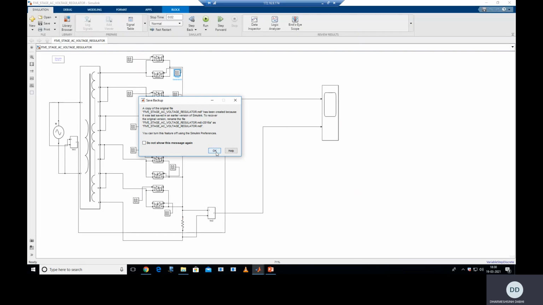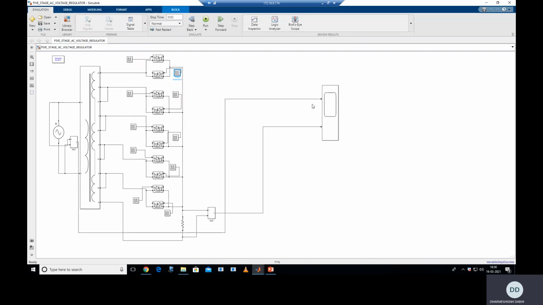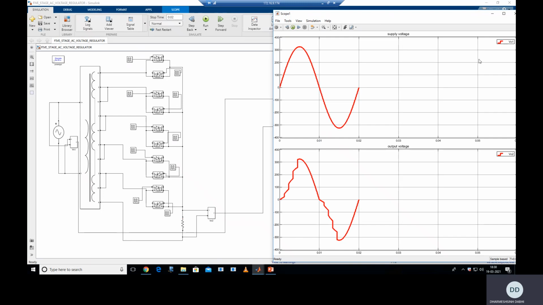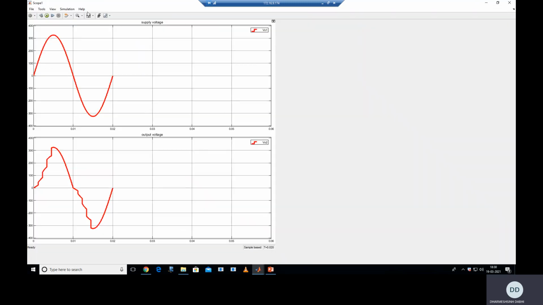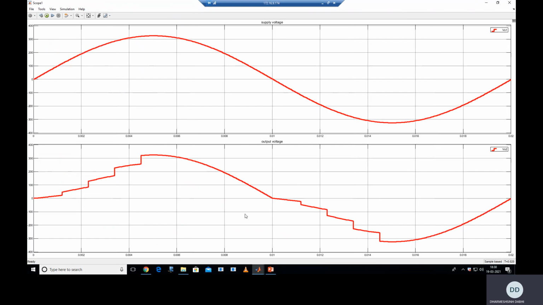or the load voltage side. So you can see here in the first scope we measured the supply voltage and in the second scope we measured the output voltage across the load side. So let's run this simulation and observe the output voltage waveform. This second waveform. So now you can see clearly that the output voltage is in a very smooth manner.